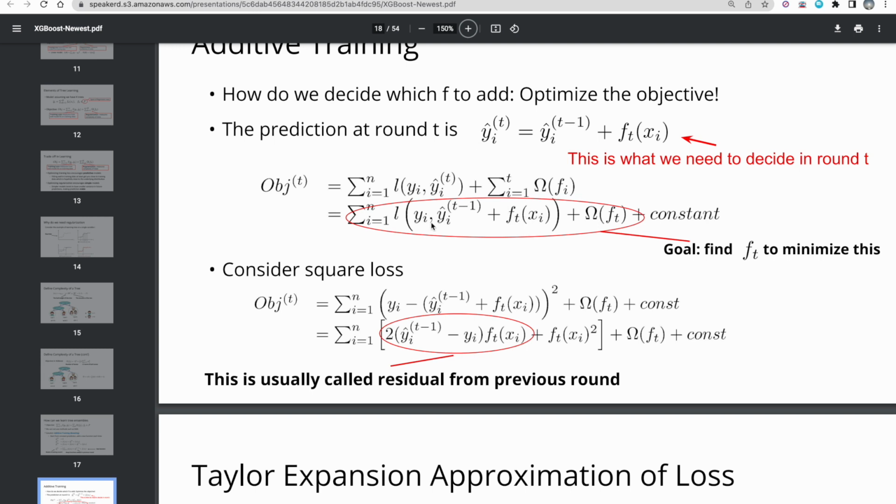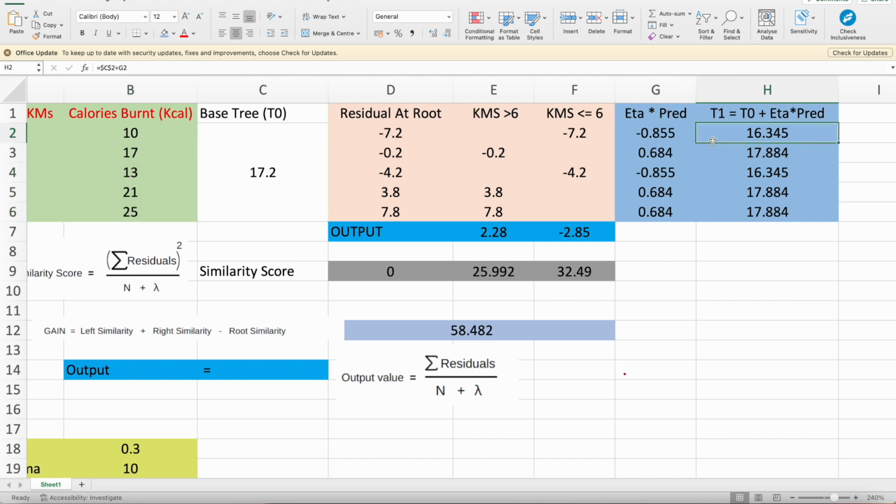Correct? Now let's see in my Excel sheet, which I used in the first video also, how this thing expands. y_i^(t-1) is my prediction from the last iteration, or the last tree. f_t(x_i) is my prediction of the pseudo residual multiplied with my eta term, the learning rate. This y_i is my true observation. Over here, this t0 is my y^(t-1), my previous iteration, which was 17.2, and what I'm adding over here is eta into predictions.